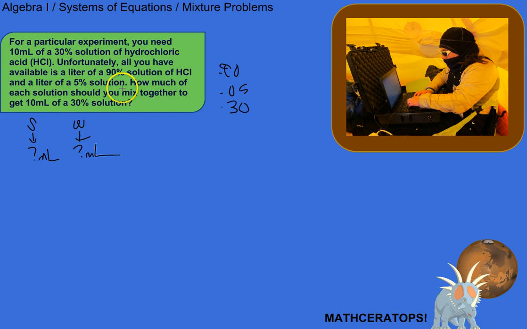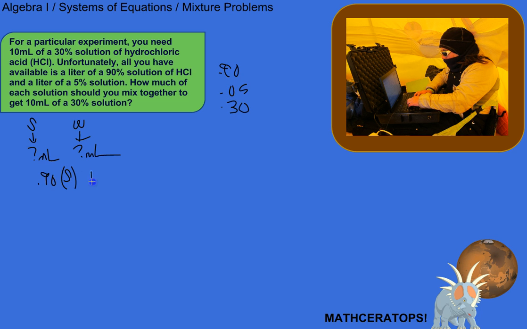So we're going to mix the strong and weak solutions together. Here's how we would do it. 90%, or 0.90, of the strong solution. However much we pour in of the strong solution, 90% of it will be hydrochloric acid. So that's what that means: 0.90 times S milliliters is the amount of hydrochloric acid from the strong solution.